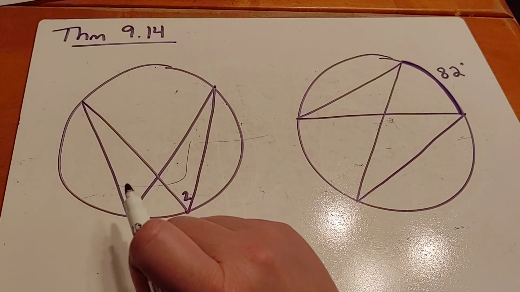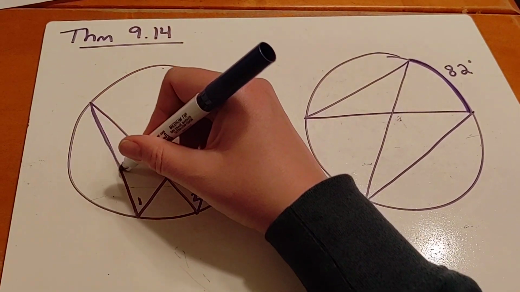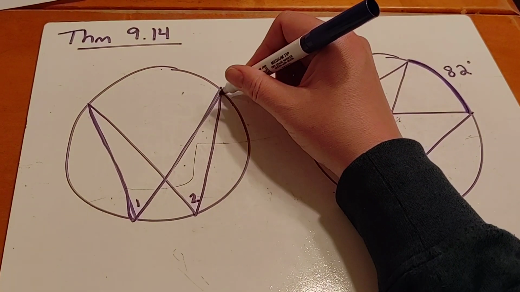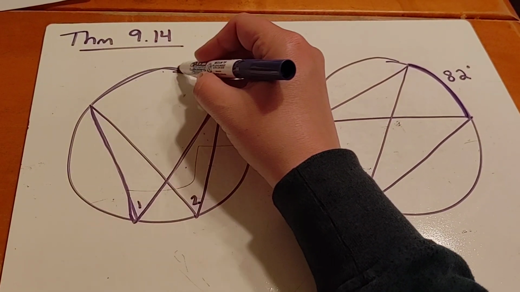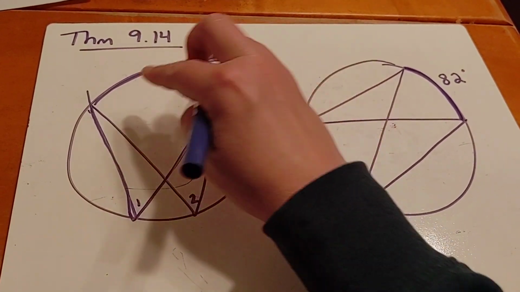All right, so I drew 2 inscribed angles here. First one is inscribed angle number 1. See how it cuts off? This is its intercepted arc right here. You can almost open it up past it if you really want to see.